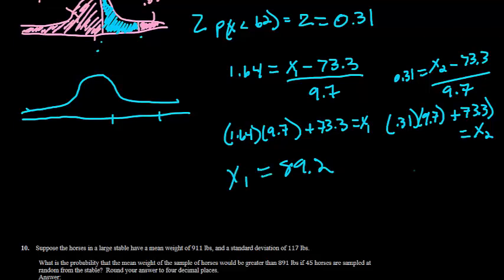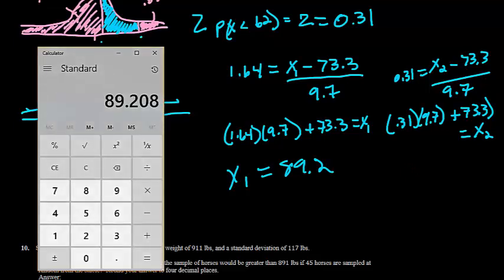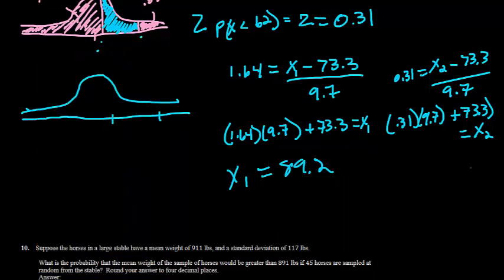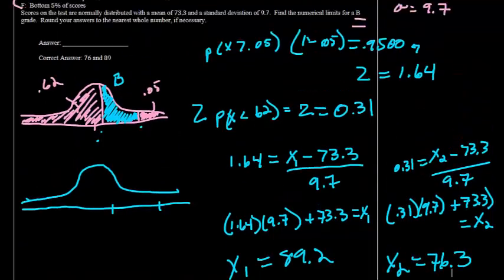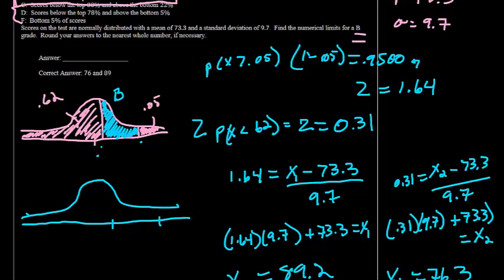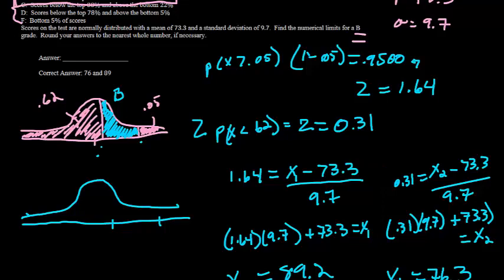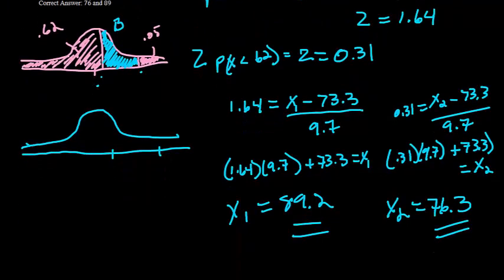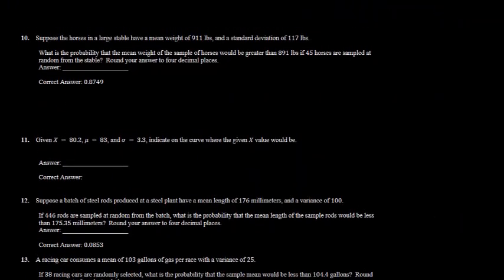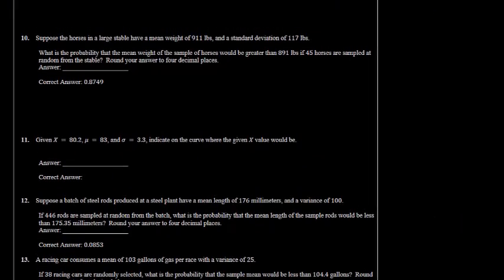X sub 2 then is going to be the exact same calculation with a different number. 0.31 times 9.7 plus 73.3, which is equal to 76.3. So x sub 2 is equal to 76.3. What are our answers here? 76 and 89. Yep, we just did them the other way around. 89 and 76. Very good. All right, let's keep going.